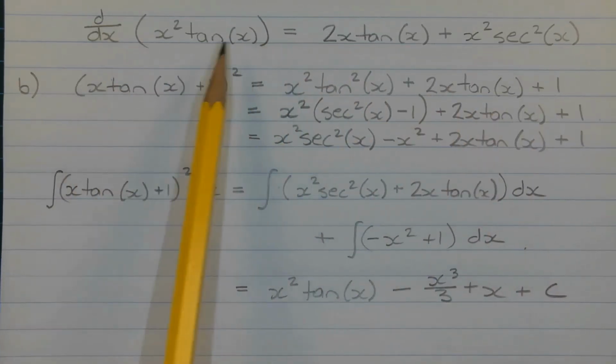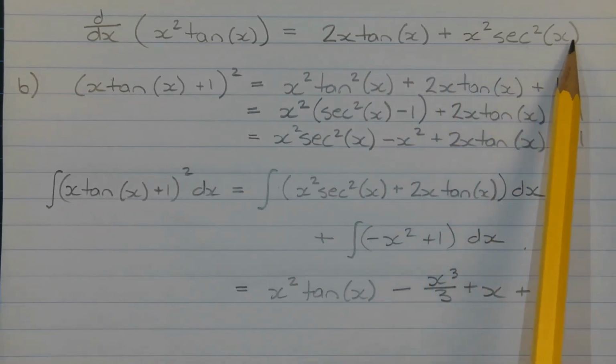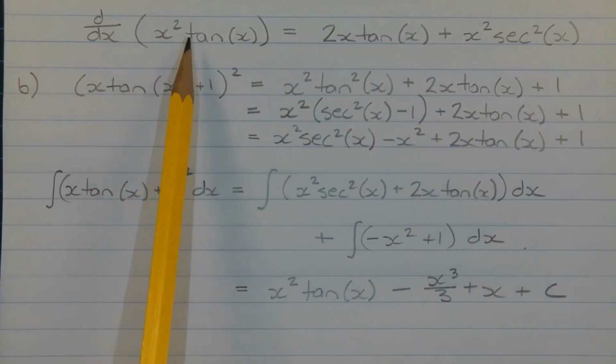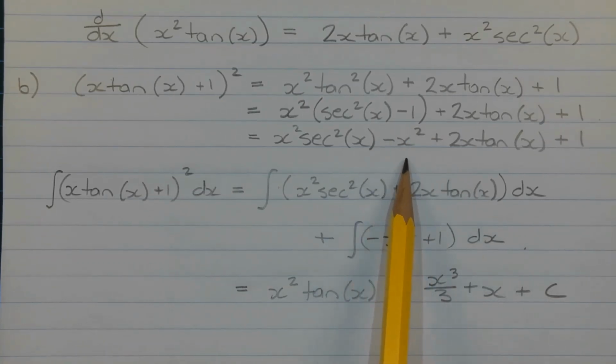If we go back to part A, if the derivative of x squared tan x is 2x tan x plus x squared sec squared x, then reversing this, if we integrate the right hand side, we go back to x squared tan x. So back to our integral here. The integral of (x tan x plus 1) squared dx is equal to the integral of x squared sec squared x plus 2x tan x dx plus the integral of negative x squared plus 1. So that's the remaining two terms, this term here and this term here. And that's equal to x squared tan x from part A minus x cubed over 3 plus x plus the constant of integration c.